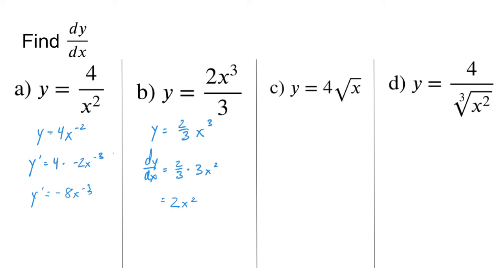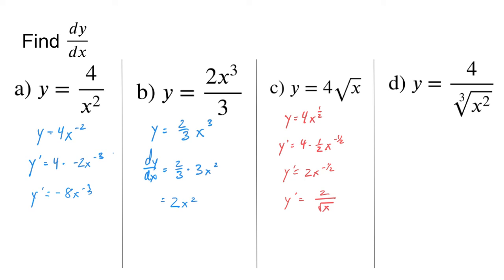What about letter C? If we rewrite that, that would be 4x to the 1/2 power. Take the derivative, 4 times 1/2 x to the -1/2 power. Or, writing it in its different form, 2x to the -1/2 power. Or, if you're really feeling fancy, 2 over the square root of x.